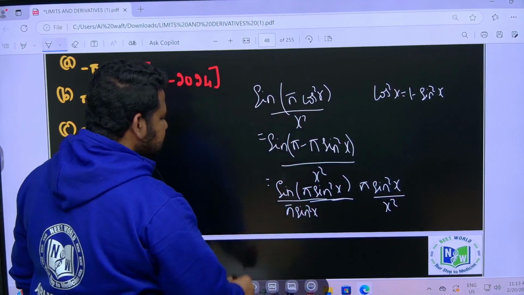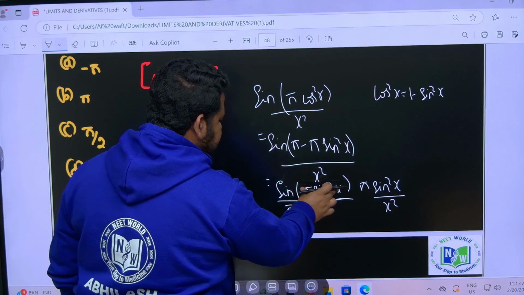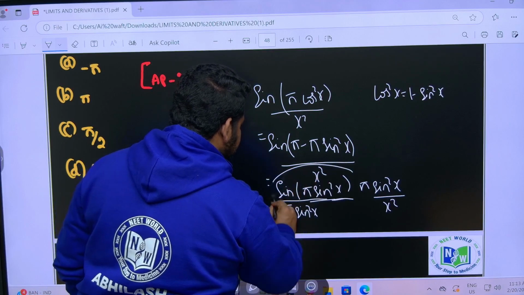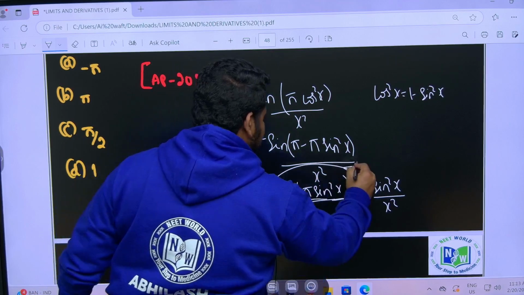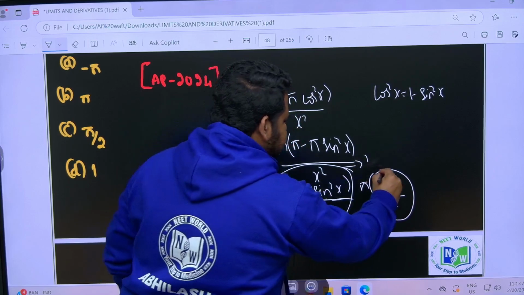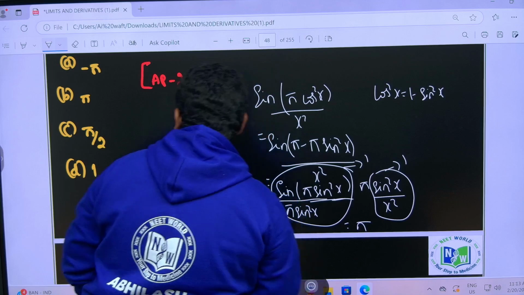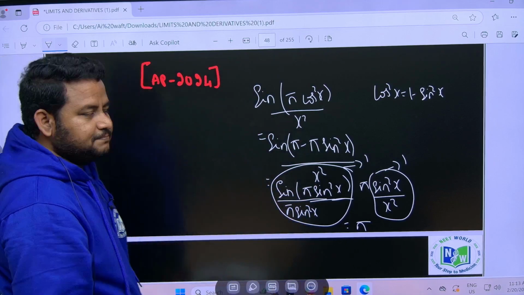Now see here friends, sin theta by theta, or sin x by x. This is equal to what? Limit of sin x by x as x extends to 0 will be equal to 1. Here also limit of sin square x by x square will be equal to 1. So what am I left with? I am left with only pi. So the correct answer to this question is pi. Very simple friends. That's it.